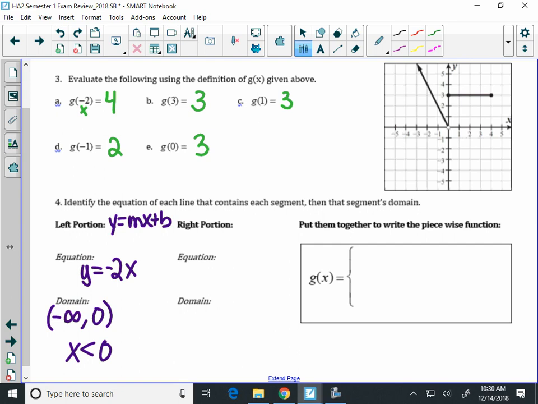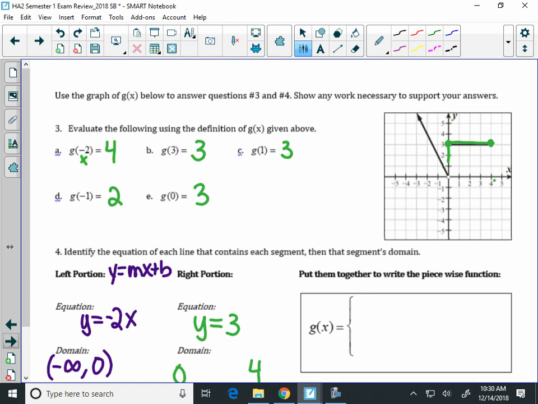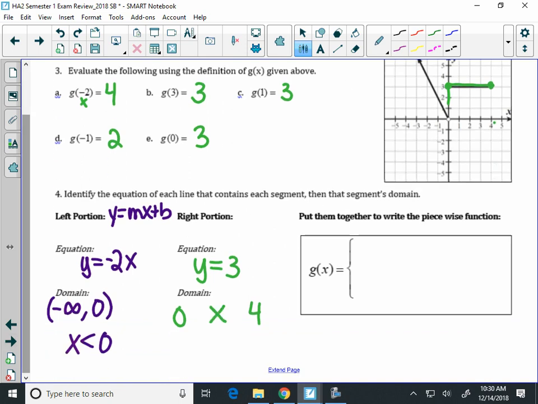The right portion equation is a horizontal line, and horizontal lines are always of the form y equals the y value that it crosses the y-axis at, which is 3 here. The domain of this is going to be a compound inequality. We start from the x value of 0 right here. We go until the x value of 4. And when you write those compound inequalities, it's going to look similar to the domains that we had in problem 1 and 2. The x goes in the middle. And since there are 2 closed dots on this graph up here, you're going to have less than or equal to as your symbol for both.